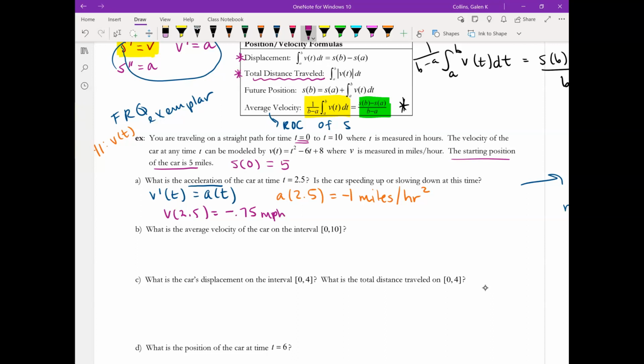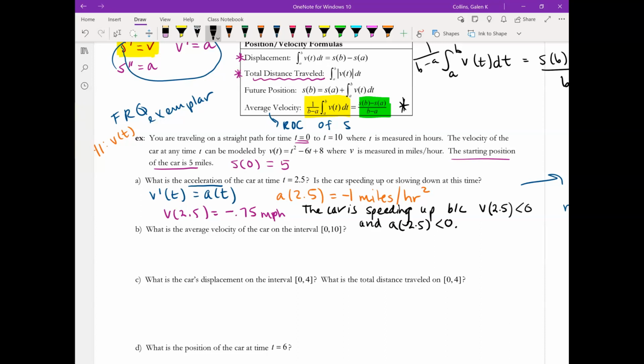Okay, so is the car speeding up or slowing down? Well, the car is speeding up. And we always have to say why. So we could say because velocity and acceleration have the same sign, or I could say like v of 2.5 is less than 0 and a of 2.5 is less than 0.